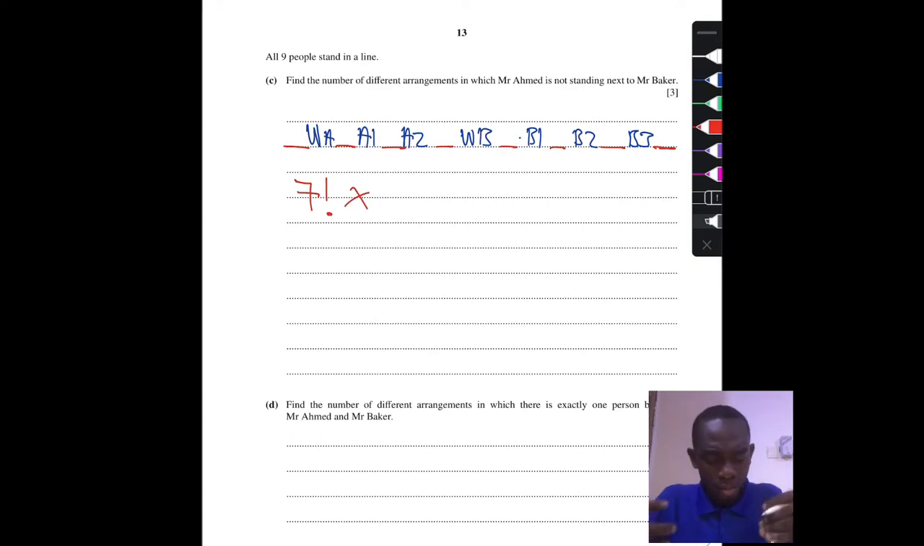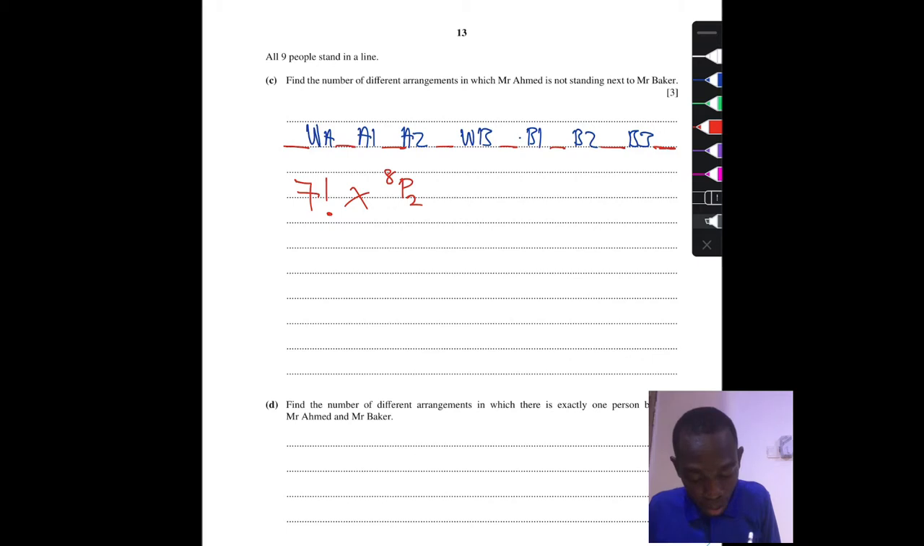Times. Now, the dashes there, how many are there? 1, 2, 3, 4, 5, 6, 7, 8. 8 dashes. And we are going to arrange 2 people, that is Mr. Ahmed and then Mr. Baker. Therefore, that's 8. Since you are going to arrange 2 people, it is permutation 2. Okay, so 7 factorial times 8 permutation 2.